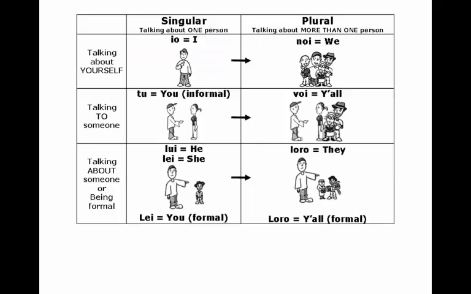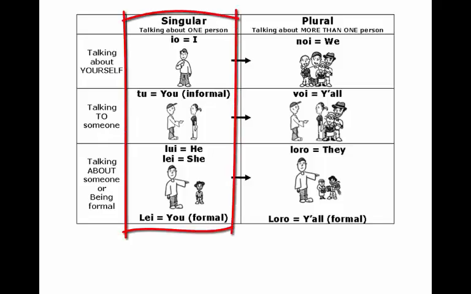Anytime that we're talking about subject pronouns or conjugating a verb, we're using this chart. Now, it's really important that you learn how to read this chart so you know which form to use. This chart is divided into rows and columns. Now, the columns are singular and plural. Singular is if you're talking about one person. So if you're just talking about yourself, you are one person. So that's in the singular column.